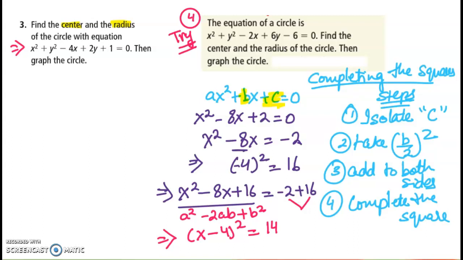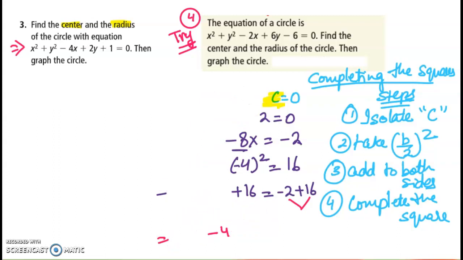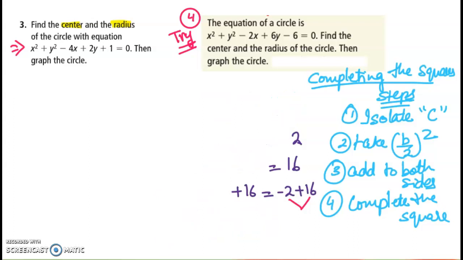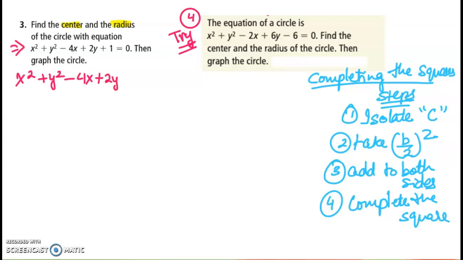Okay, so let's analyze question number 3. Let me erase this card, so I can get some space right here. So what is the equation that we are starting with? We have x squared plus y squared minus 4x plus 2y plus 1 is equal to 0.